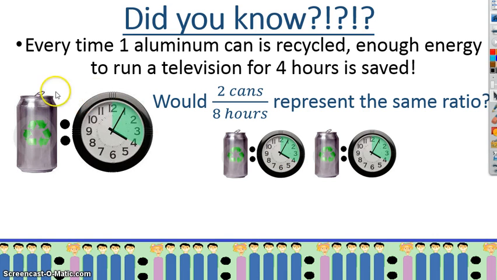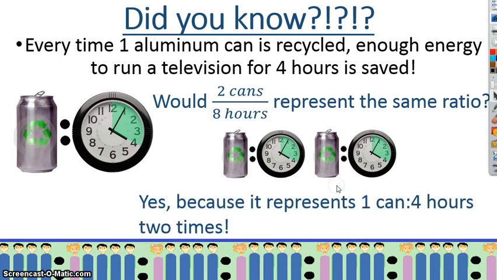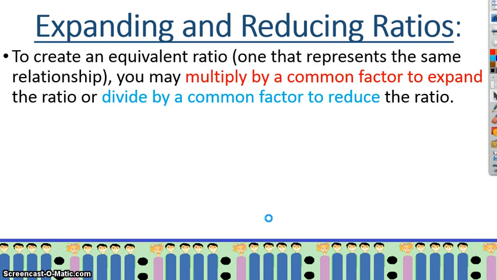You can visualize this same relation, 1 can to 4 hours, 2 times to get that 2 cans to 8 hours. So yes, that represents the same relationship because 2 cans to 8 hours is 1 can to 4 hours 2 times. This is called expanding a ratio, and we can do the opposite as well. We can reduce the ratio. When we do that, we create an equivalent ratio, which is one that represents the same relationship.